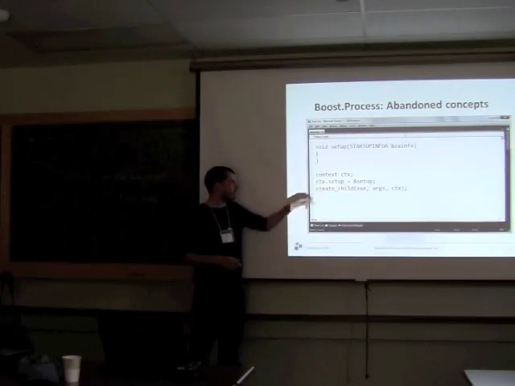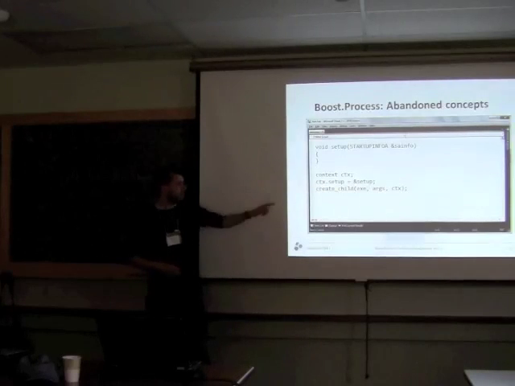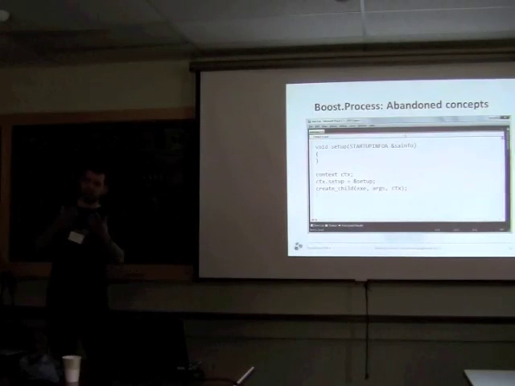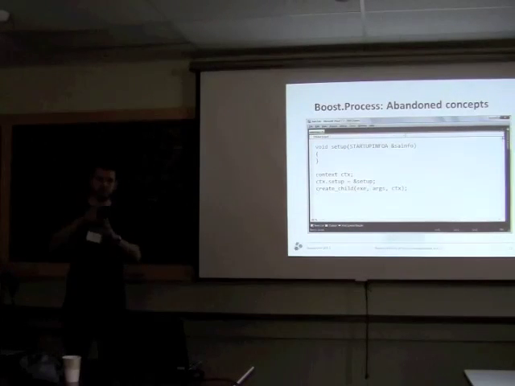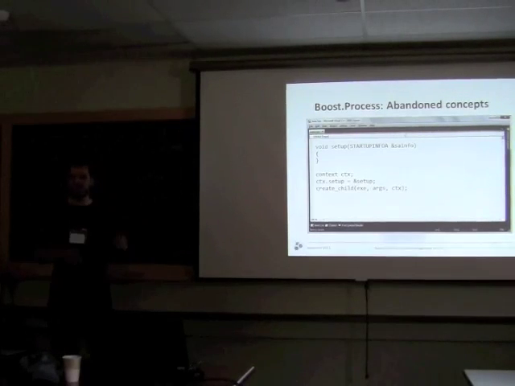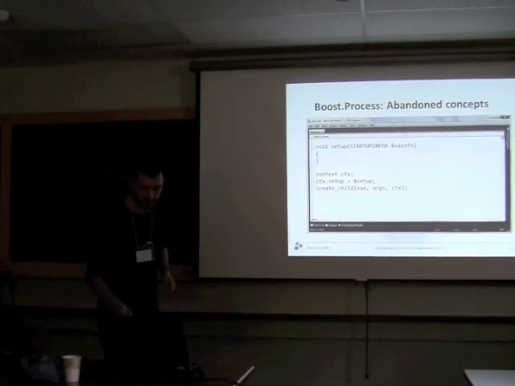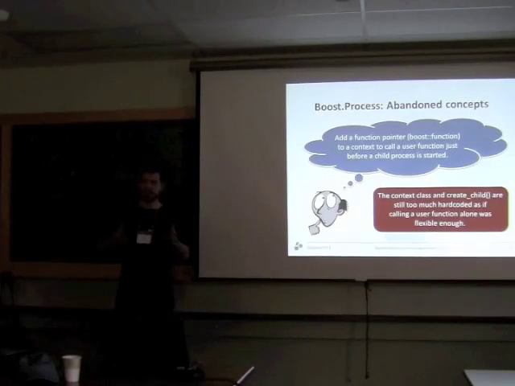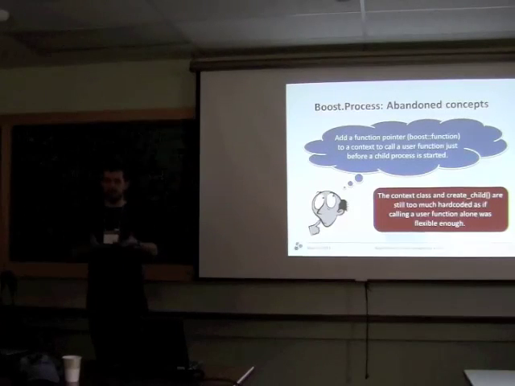We added a function pointer here to the context class, so you could bind a function, and this function would be called with the startup infrastructure just before create process is called, so you can still tweak some settings. But again, it obviously looks like a hack, and yeah, it works, but if I want to change something else in create child, I can't do it. In the end, create child is a function which is hard-coded in the library, and either it works for me or it doesn't work. And if it doesn't work, I have to use another library or I have to hack the code.